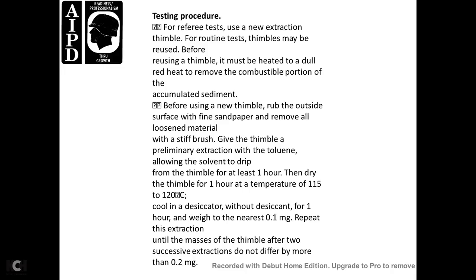For reusing the thimble, it must be heated to dull red heat to remove the combustible portion of the accumulated sediment. Before using a new thimble, rub the outside surface with sandpaper and remove all the loose materials with a soft brush. Give the thimble a preliminary extraction with toluene.